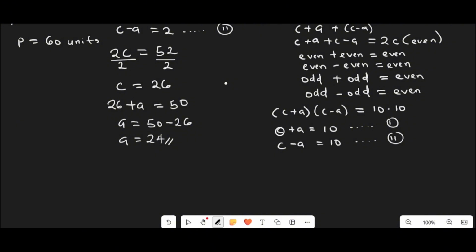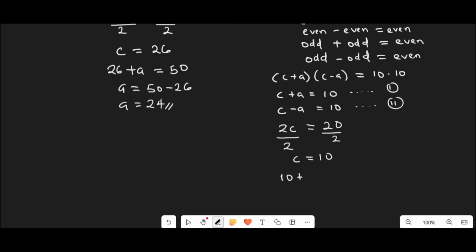We are going to have C plus C, we have 2C, plus A plus minus A will give us 0. 10 plus 10, we are going to have 20. 2C equal to 20. Let us divide both sides by 2 to find the value of our C. So C equal to 10. Let us substitute 10 into the first equation. 10 plus A equal to 10.